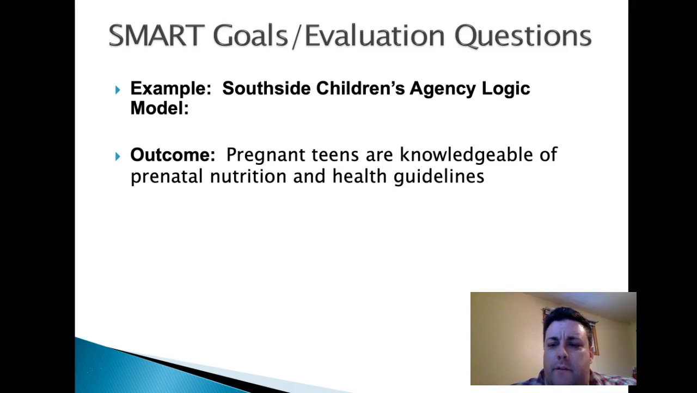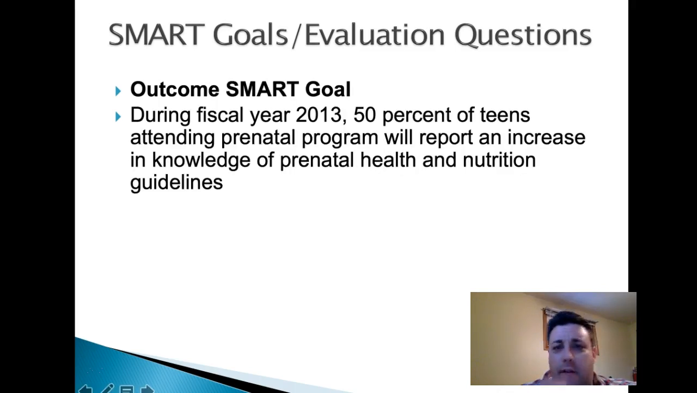Okay, so here's a second example. In this example, we'll take this outcome, we'll make it SMART, and then we'll turn it into an evaluation question. So the outcome we'll use here is pregnant teens are knowledgeable about prenatal nutrition and health guidelines. So let me advance the slide. Let's talk about how we might make this a SMART goal. So we might say something like, during fiscal year 2013, 50% of teens attending the prenatal program will report an increase in knowledge of prenatal health and nutrition guidelines.